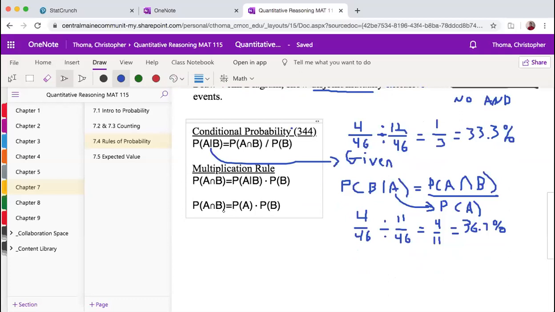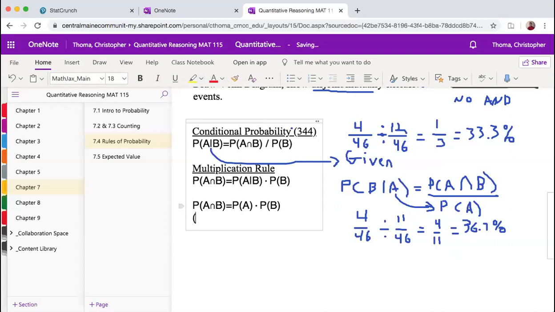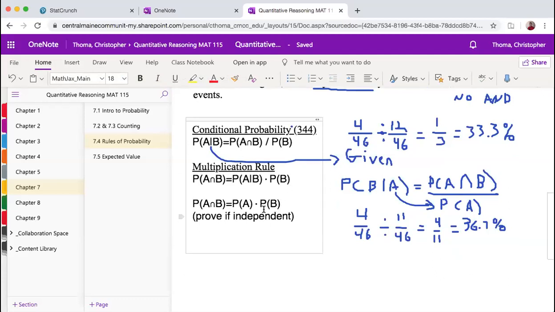Now, this other formula that says the probability of A and B equals the probability of A times the probability of B, this is how you prove if things are independent. So now we can kind of get into independence. So let me go to home, escape. Prove if independent. So this formula does not always work. You use this formula to see if things are independent of each other, right?